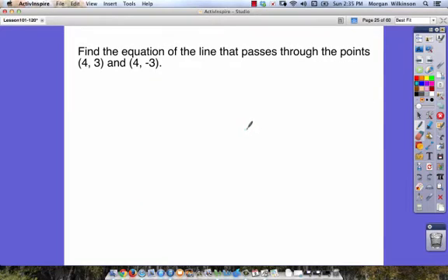Here we have one more. Find the equation of the line that passes through the points (4, 3) and (4, -3). Now, we can draw out our picture like we did in our last one, or we can know that in our y = mx + b equation, m is equal to the slope. And the slope is the same thing as y2 minus y1 all over x2 minus x1. When we look at that, that's the same as the rise over the run. Let's use this formula this time rather than our picture.